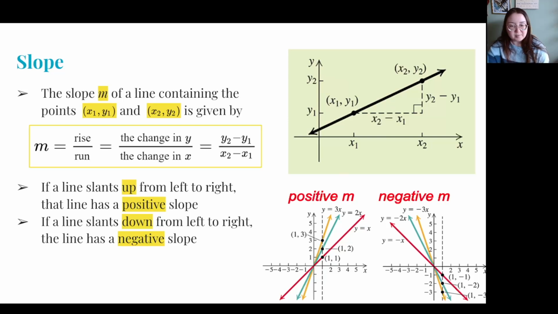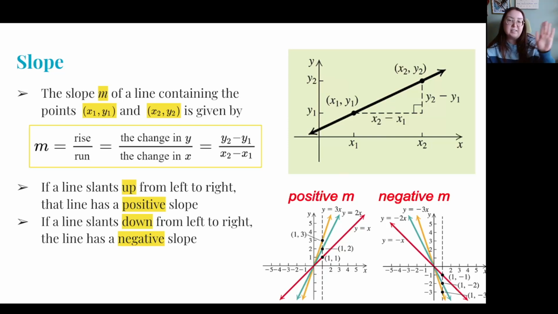So if a line slants up going from left to right, so if you're looking at a graph of a line and it's going upwards from left to right, because that's the key there, every time you look at a graph, you're always going from left to right. You're looking from negatives to positives. If it's going up when you look left to right, then your line has a positive slope. So we see down here, positive m, sloping upward.